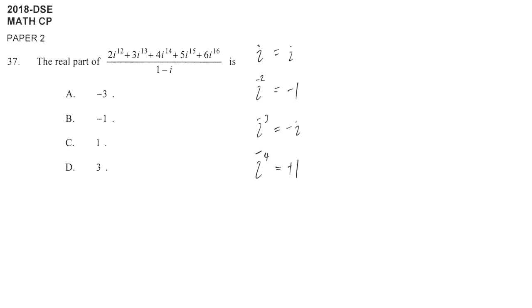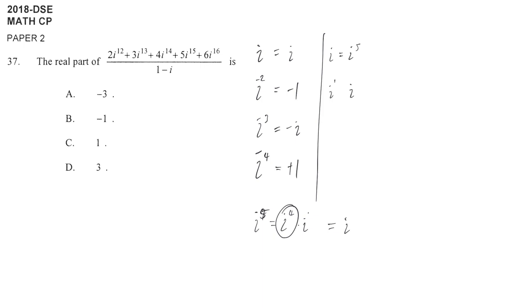After that, if you calculate i power 5, that means i power 4 and then you multiply one more i. Because i power 4 is equal to 1, i power 5 is just i. Any i power 4, you may remove it. So that means i is equal to i power 5.